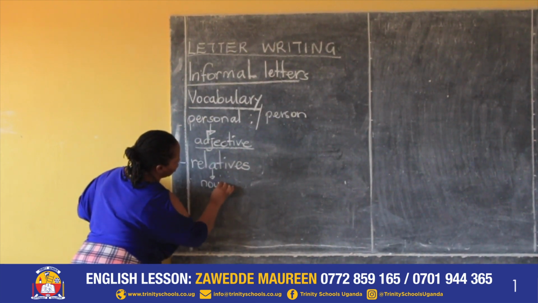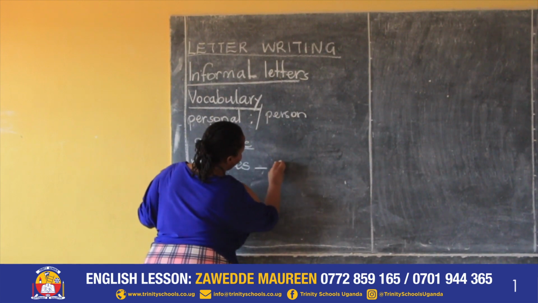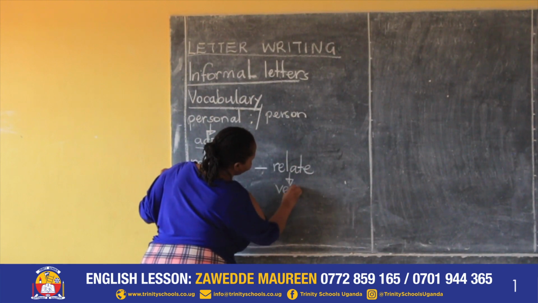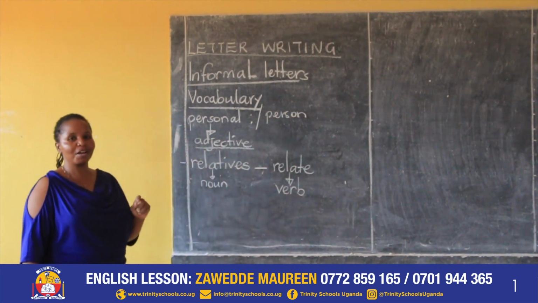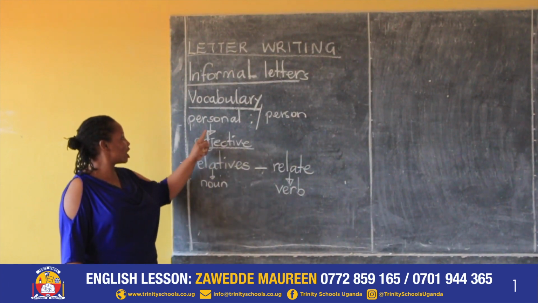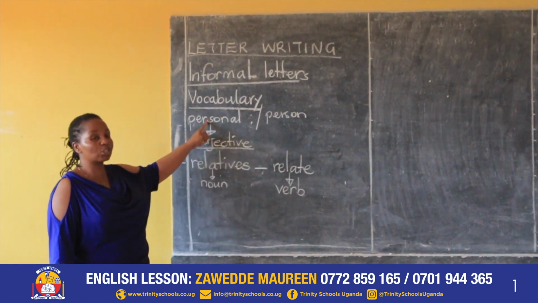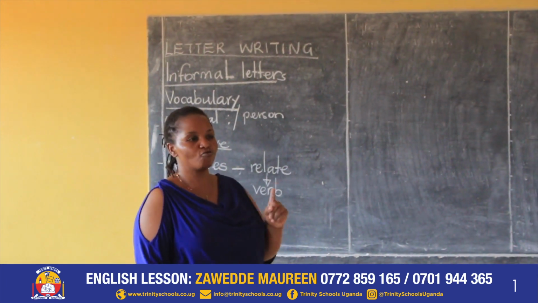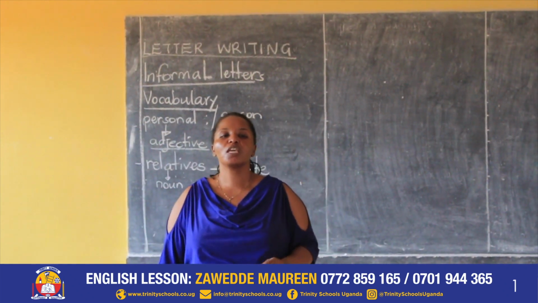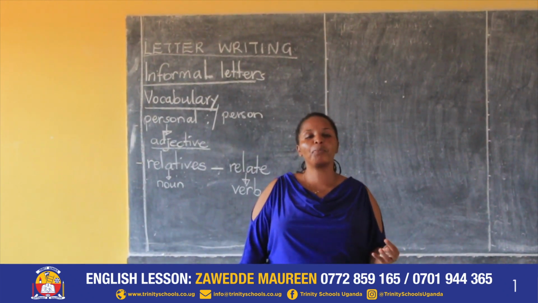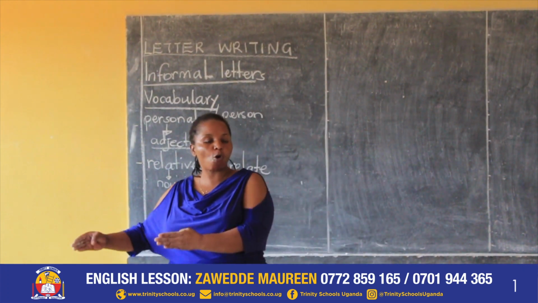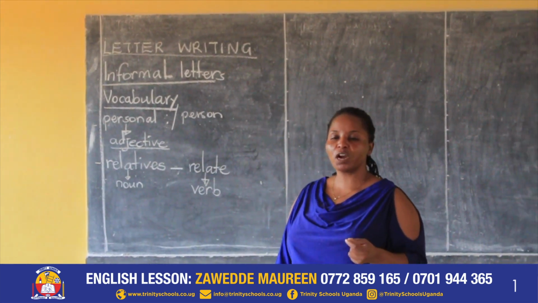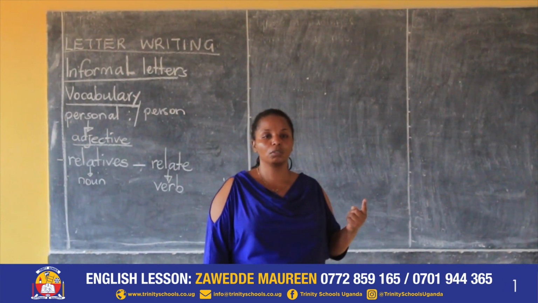A noun is a naming word. But it comes from the word relate. Relate is a verb. So we write personal letters to relatives and friends. Relatives are people in our family, people we are connected with in our families. An example, a relative of yours can be your uncle, can be your aunt.